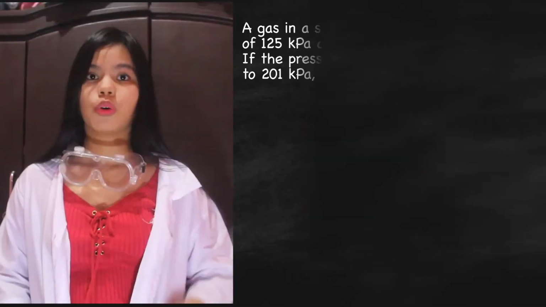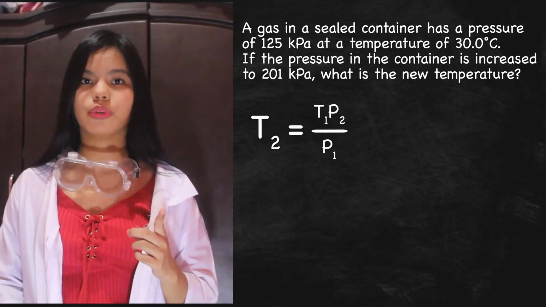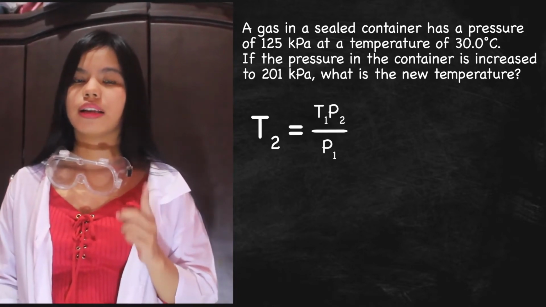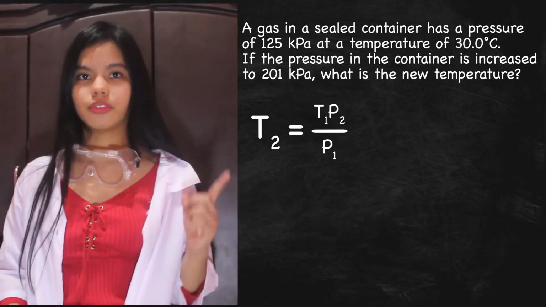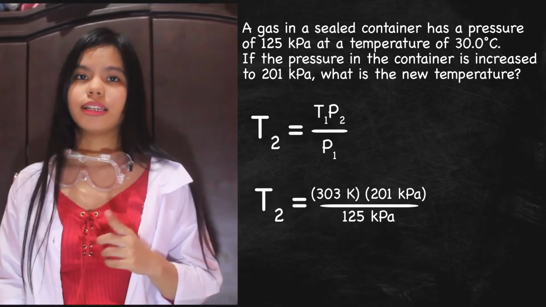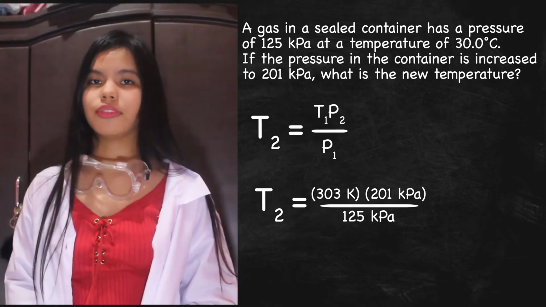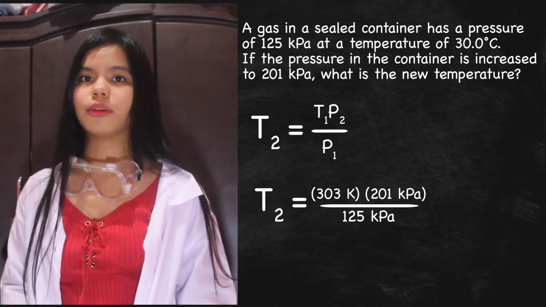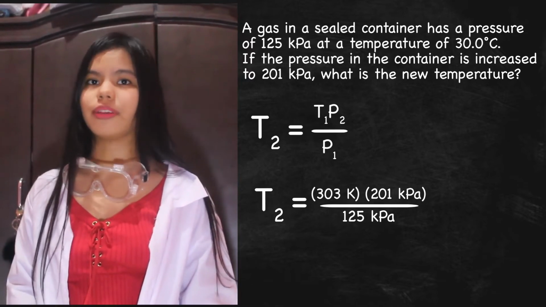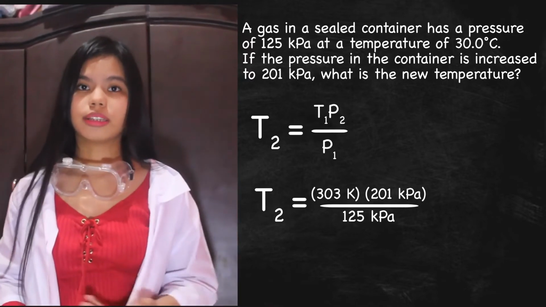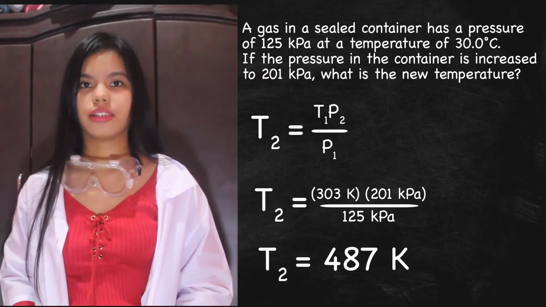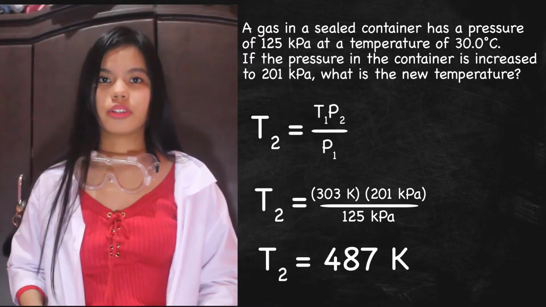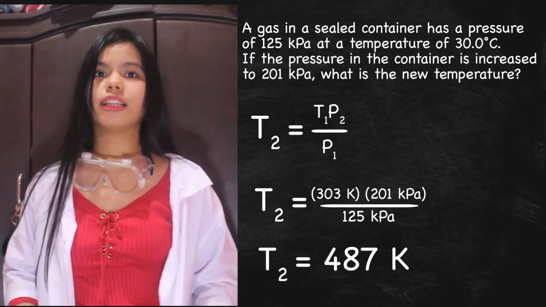So let's find this final temperature. We can write our formula as T2 equals T1 times P2 over P1. So let's substitute our values. T2 equals 303 Kelvin times 201 kilopascals over 125 kilopascals. So our T2 equals 487 Kelvin. That is our final temperature. So that's how you can find the final temperature.